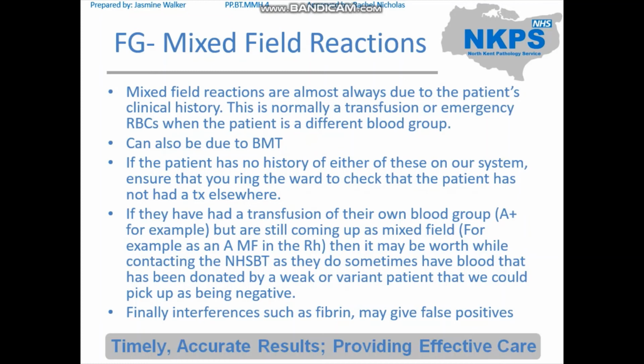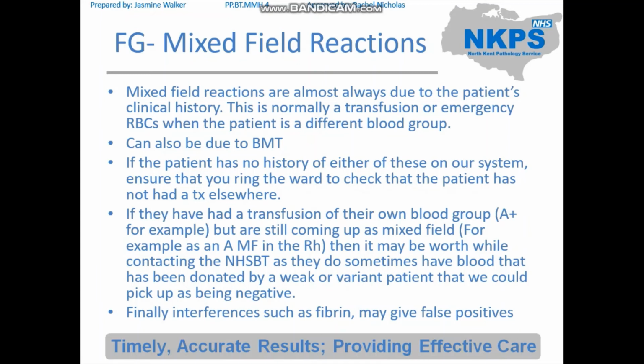If they have had a transfusion of their own blood group, for example, an A positive patient, but are still coming up mixed field, perhaps in the RH, then it might be worthwhile contacting the NHSBT, as they do sometimes have blood that has been donated by a weak or variant patient that we could have picked up as being negative. There's some more information on that in the Transfusion Quarterly Update, which should be coming out in the next month or so.